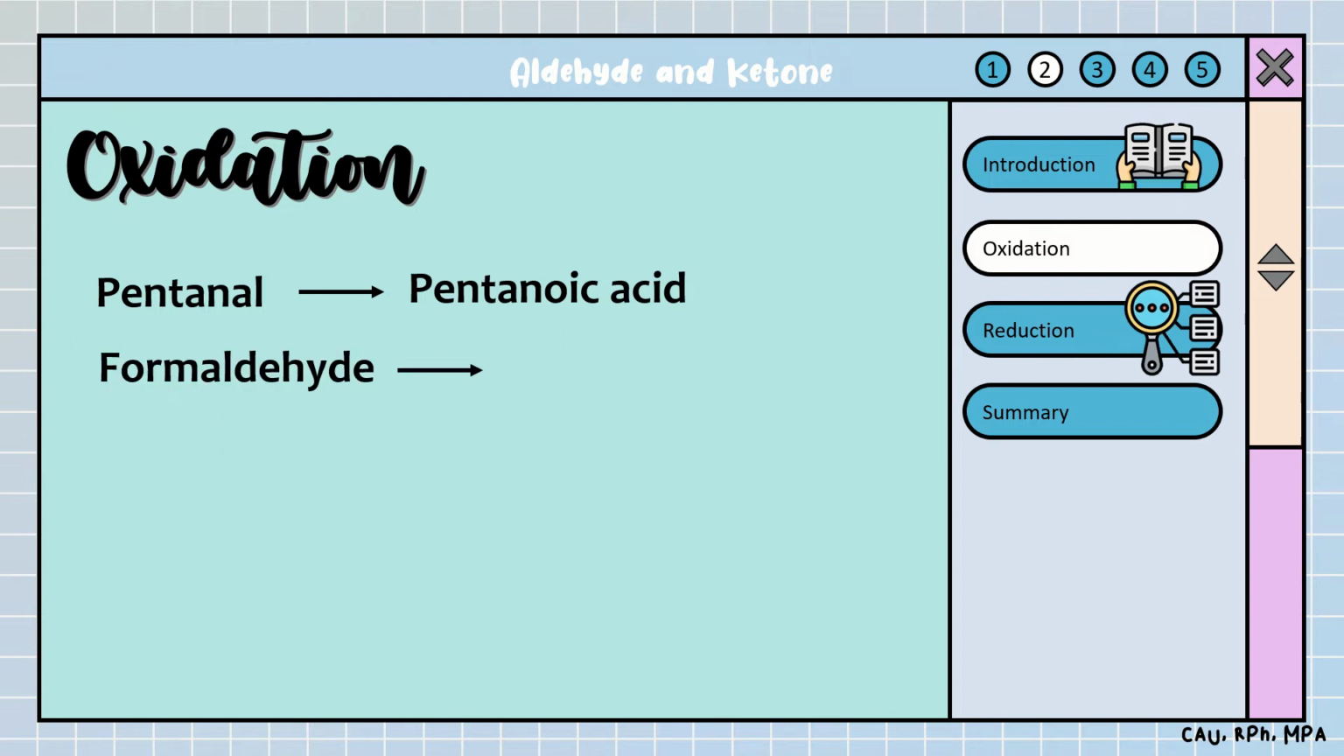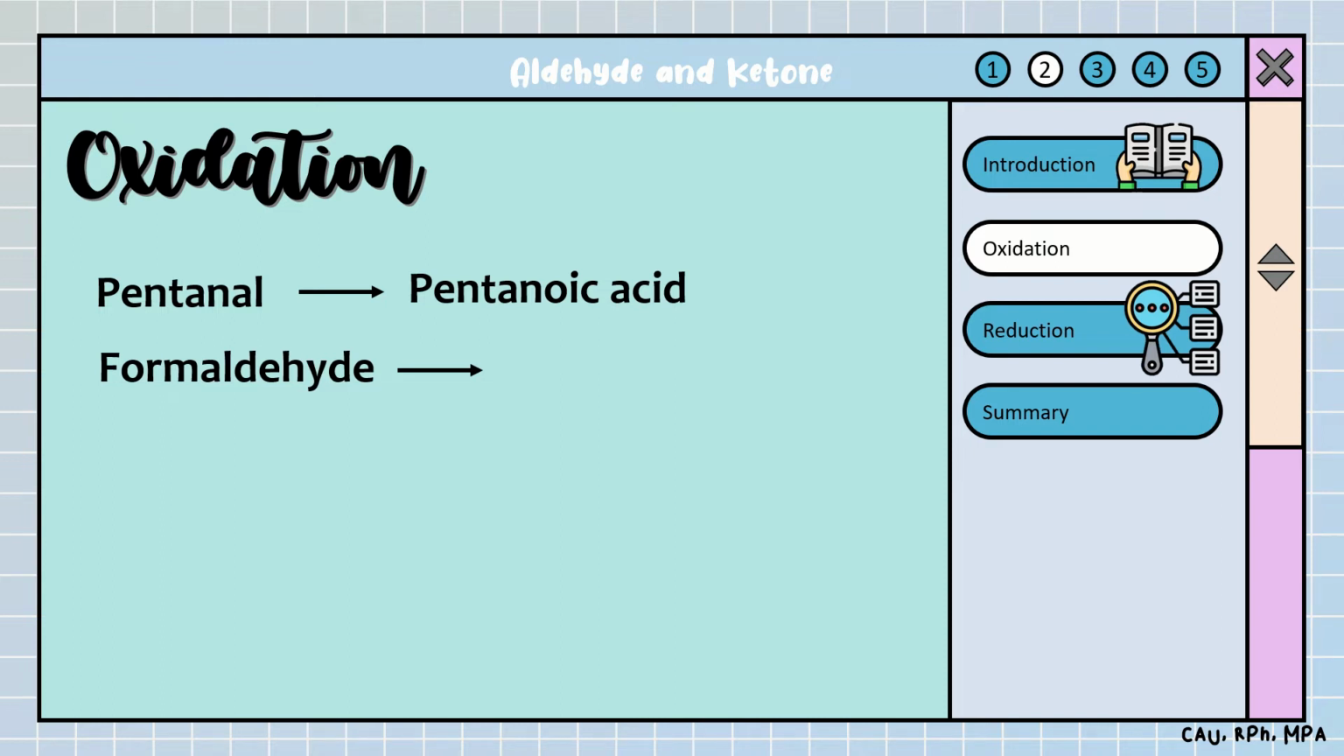Let's have another example, formaldehyde. Formaldehyde is a common name. By the way, formaldehyde is the simplest aldehyde because it only consists of one carbon atom. It is manufactured on a large scale by the oxidation of methanol. It is used in many products, specifically your formalin. Formalin is used for preservation of biological specimens.